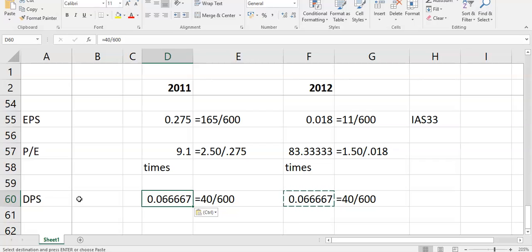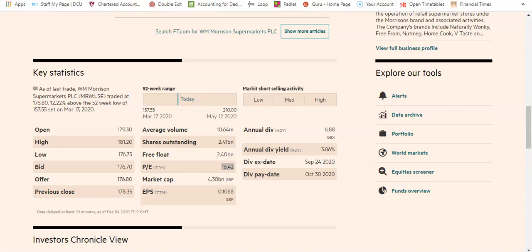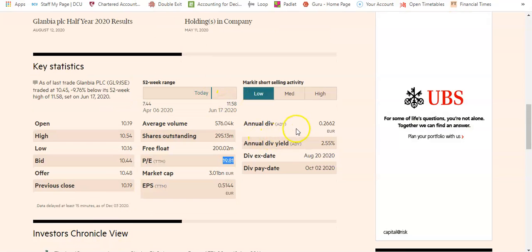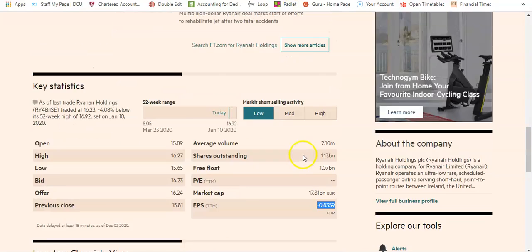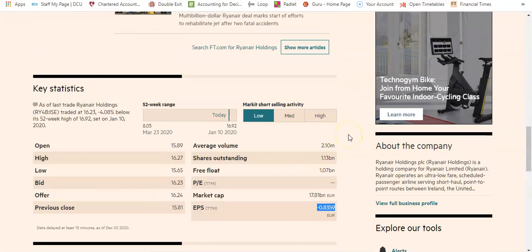Other companies, the likes of Ryanair, don't pay a regular dividend because they don't have the funds, or the industry they're in might be too cyclical. For example, Glanbia is well known as a regular dividend payer. They pay an annual dividend of about 26 cents per year currently. Tesco pays a regular dividend, 9 pence per year. But if you go to Ryanair, there's no information on dividends because they don't pay any.